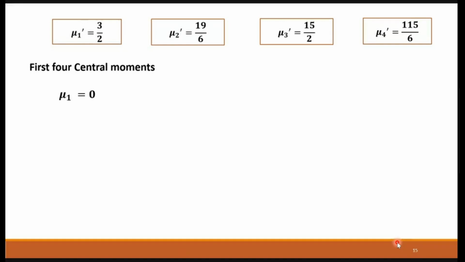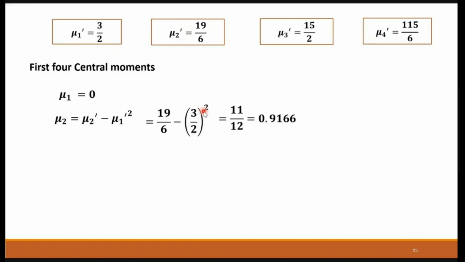mu2 is the variance. How do we write mu2? mu2 dash minus mu1 dash the whole square. Now what is mu2 dash? 19/6. mu1 dash is 3/2. Substituting these values here, 19/6 minus 3/2 the whole square. What is the answer? It is 11/12. Okay, let me check my answer. Okay, it's 11/12.